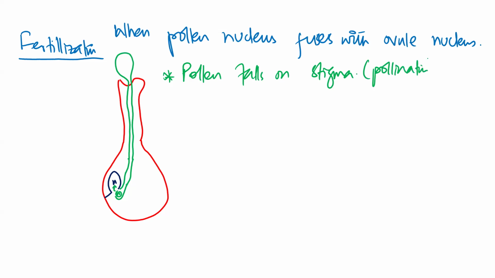This is a very important point. And then the pollen tube emerges. It is the one which carries the two nuclei from the stigma. What is this called? This is called germination of pollen grain.